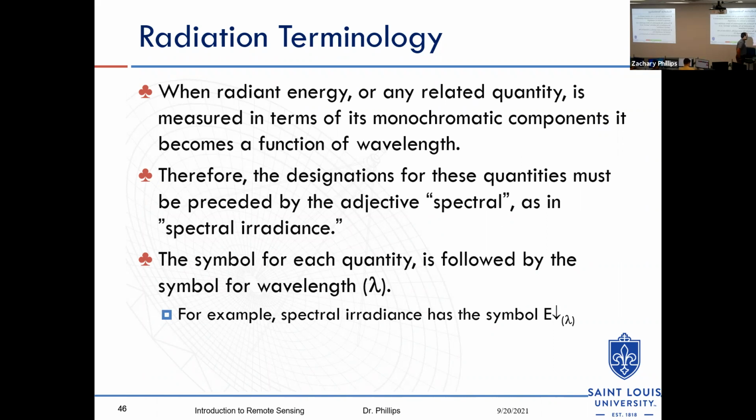All right, so when radiant energy or any related quantities are measured in terms of its chromatic components, when it's only one type of EMR or one color, it becomes a function of wavelength. That means the radiant energy is directly correlated to wavelength there. When we have designations for those types of relationships, we add a spectral in there. So instead of just being radiance, this is where we get the term spectral irradiance. When we look at spectral irradiance, we're looking at radiance across the entire spectrum of EMR, and not just one segment of the spectrum.